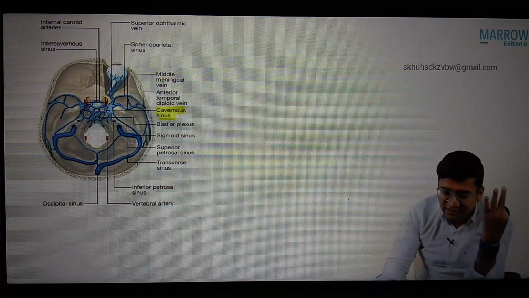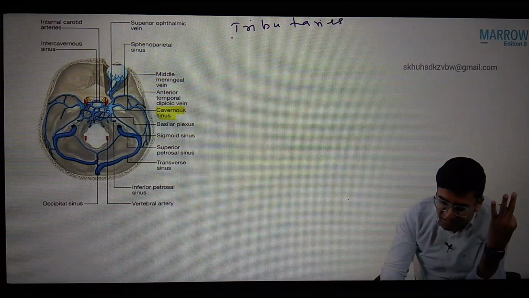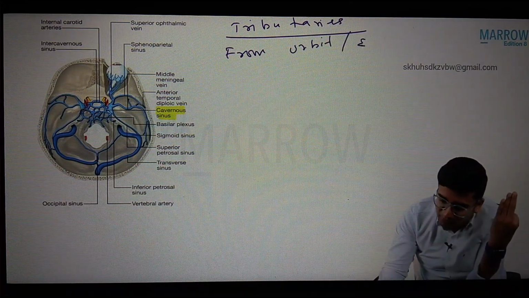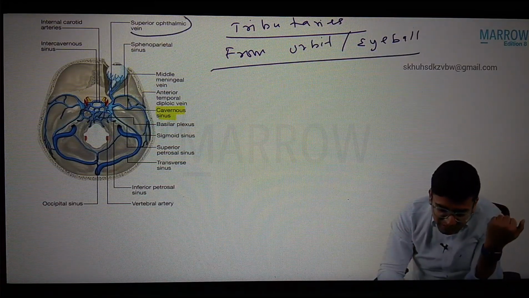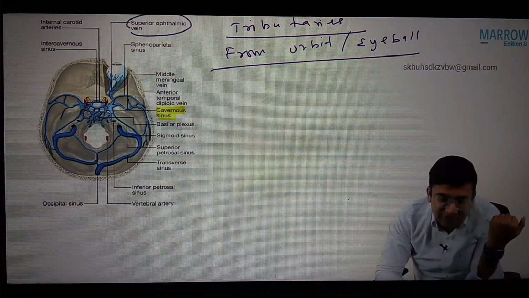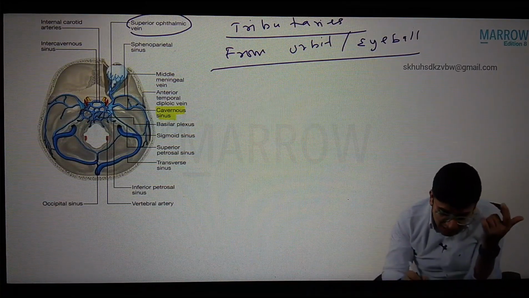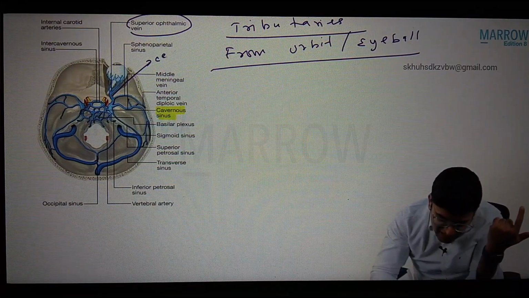Now we have 3 veins from the orbit. So please write the heading tributaries. And we have 3 veins from the orbit, so from orbit and the eyeball, 3 veins, they drain into the cavernous sinus. Number 1, superior ophthalmic vein, this one. Number 2, similarly below, inferior ophthalmic vein will be there. And number 3, central vein of retina. That is our central vein of retina.